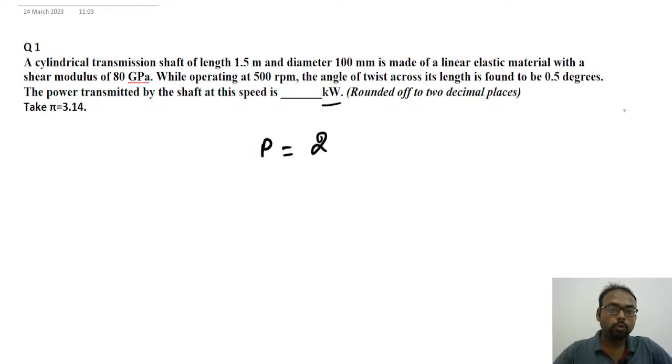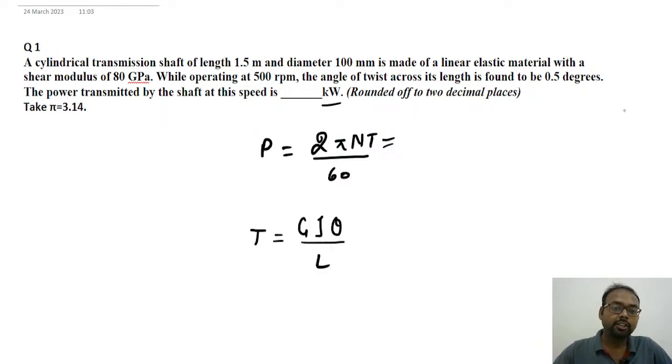The power is given by P is equal to 2 pi n T by 60, right? So this is what we can use to find the value of the power. Here n is given, so we need to find the T value. If we manage to find T, we can have our complete solution. To find that, T will be given by G J theta by L. So what is G J theta by L? Basically G is the modulus of rigidity, J is the polar moment, theta is the angle of twist and L is the length of the shaft.